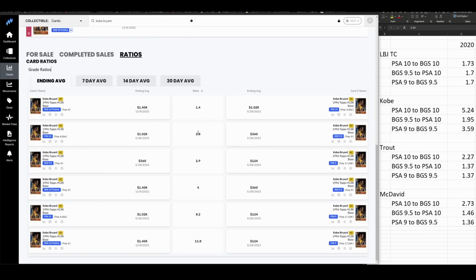PSA 10 to BGS 10 gap has narrowed. The PSA 10 to BGS 9.5 gap has widened. PSA 9 to BGS 9.5. Here is the BGS 9.5, currently sells for 360. The PSA 9 currently sells for 124. That is a gap of 3x, down from a gap of 3.6.